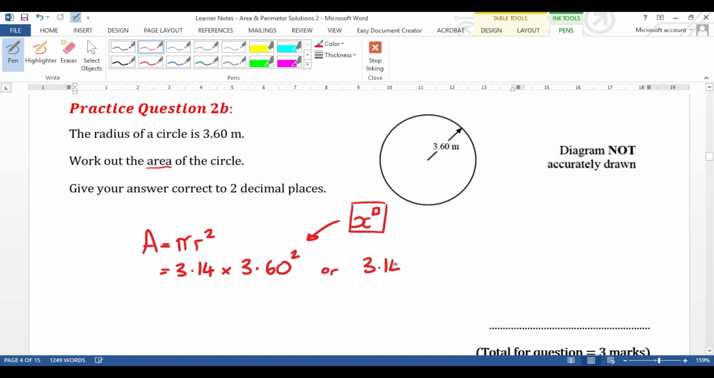Let me just write that down like this. And you should still get the same answer. I'm going to use the square button, obviously. It's 3.14 times 3.6 squared. And you should get, I'm going to write the whole answer here, 40.6944. Obviously this is not my final answer because they said, give your answer to 2 decimal places.